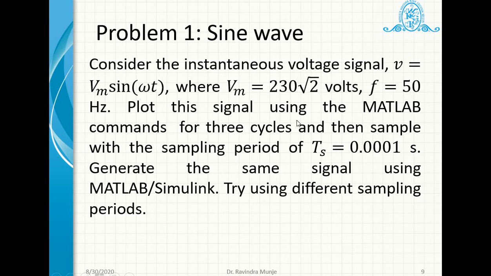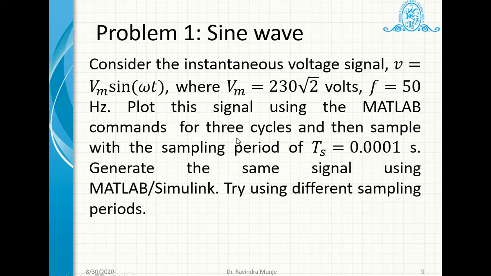Here it is mentioned to plot the signal using MATLAB commands for 3 cycles. When I say 50 hertz, the time period is 20 milliseconds. So when I say 3 cycles, it will be 60 milliseconds. So we need to plot the waveform for 60 milliseconds and the sampling period. For continuous time we can do with this, but when we are sampling, the sampling period is given as 0.0001 seconds. So generate the same signal using MATLAB Simulink.